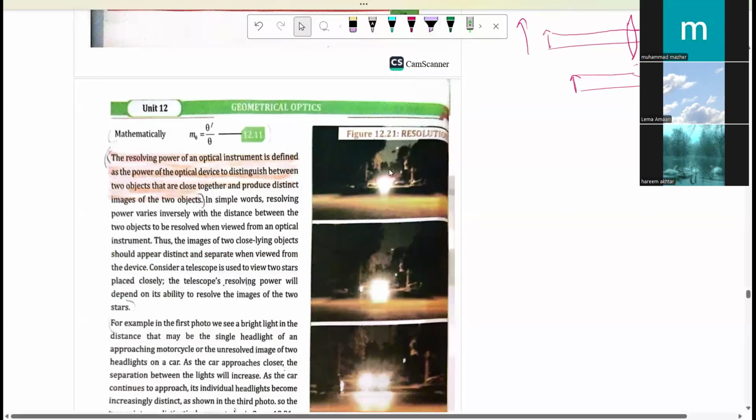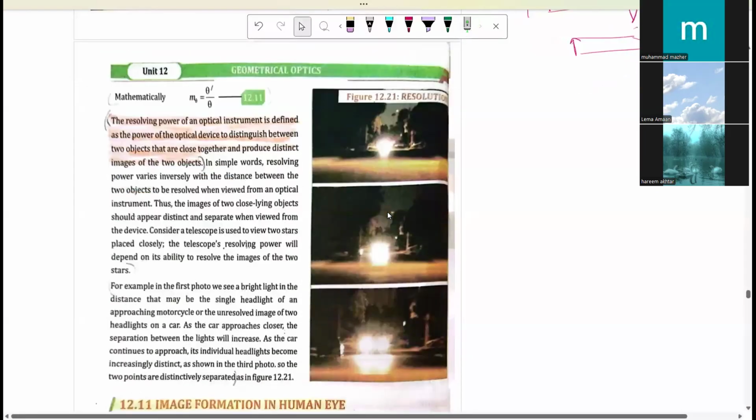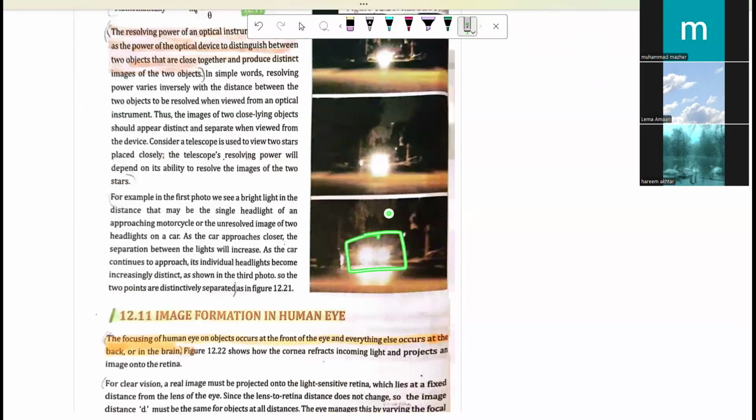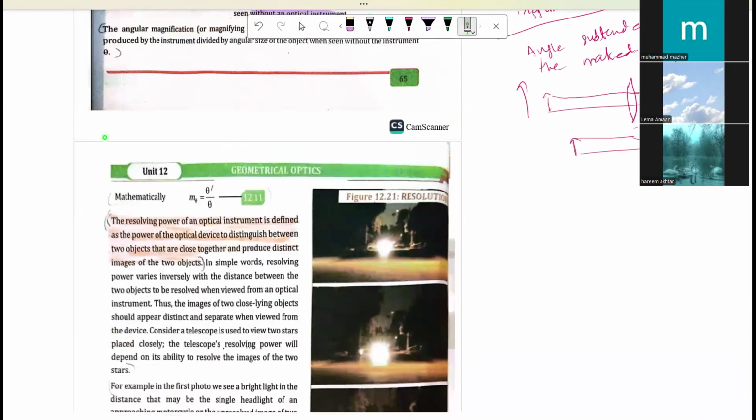Okay, from the far away, it seems like there is only one source of light coming here. But as soon as it start coming closer, we would see that it is basically two light sources which are approaching us. बेशक वो एक ही कार के headlights are different, but resolving power helps us to distinguish between two objects clearly. Whereas magnifying power is the ratio of the angle subtended on the eye using an optical instrument divided by the naked eye. And resolving power is the one through which you can easily identify the difference between the two objects that are close together and produce distinct images of the two objects.